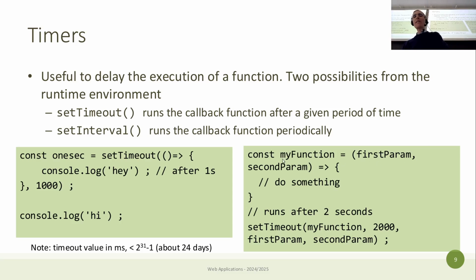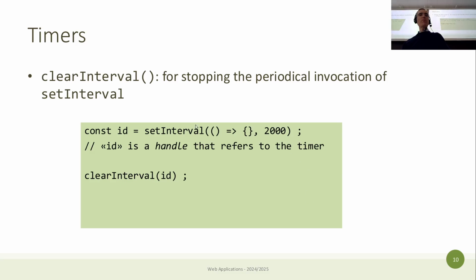So you can even pass parameters, from the third parameter on, to set timeout and also to the set interval function. They will just be copied when the function calls the callback. So set interval, well, actually this is a bit useless, right? It passes a callback that does nothing. If you want to put a console log here between the braces, you see something every 2 seconds, right?